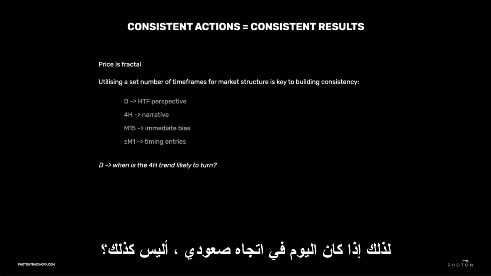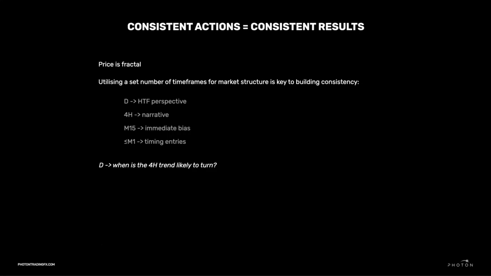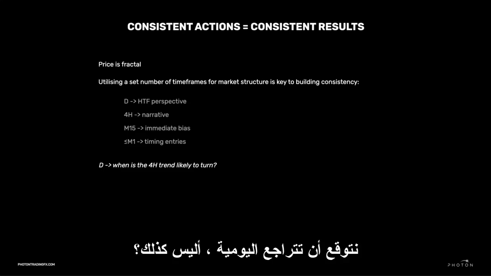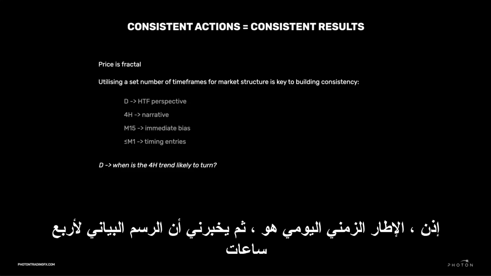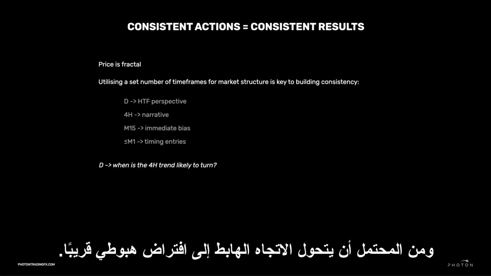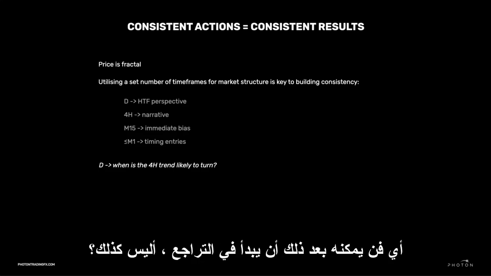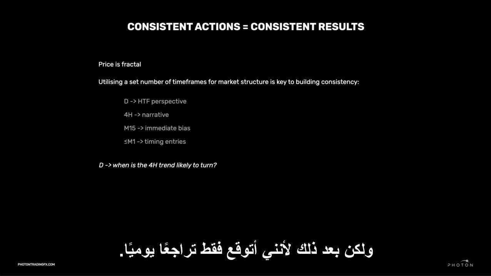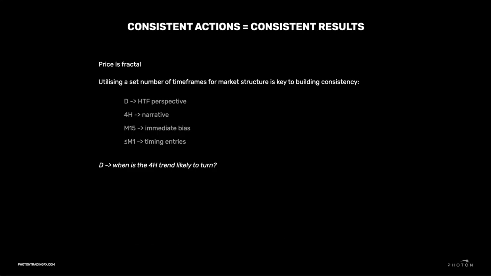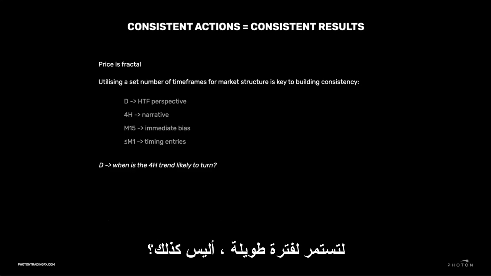So if the daily is on a bullish run, right, and it breaks a daily high to form a higher high, what do we then expect? We expect the daily to pull back, right? So the daily time frame is then telling me that the 4-hour chart is likely and potentially to switch bearish soon, so that the daily chart can then start its pullback, right? But then because I'm only expecting just a daily pullback, I can then know that the 4-hour bearish trend is probably not likely to last very long, right? Because it's just a daily pullback.